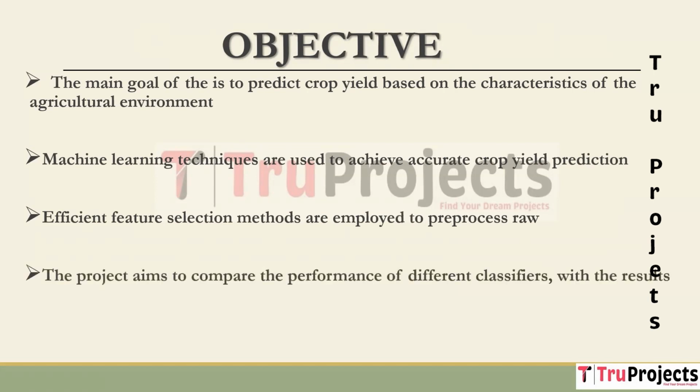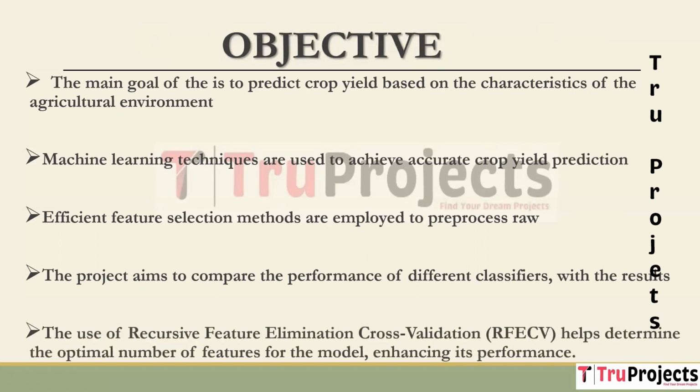The project aims to compare the performance of different classifiers, with the results showing that an ensemble technique offers better prediction accuracy compared to existing classification techniques. The use of recursive feature elimination helps in determining the optimal number of features for the model, enhancing its performance.